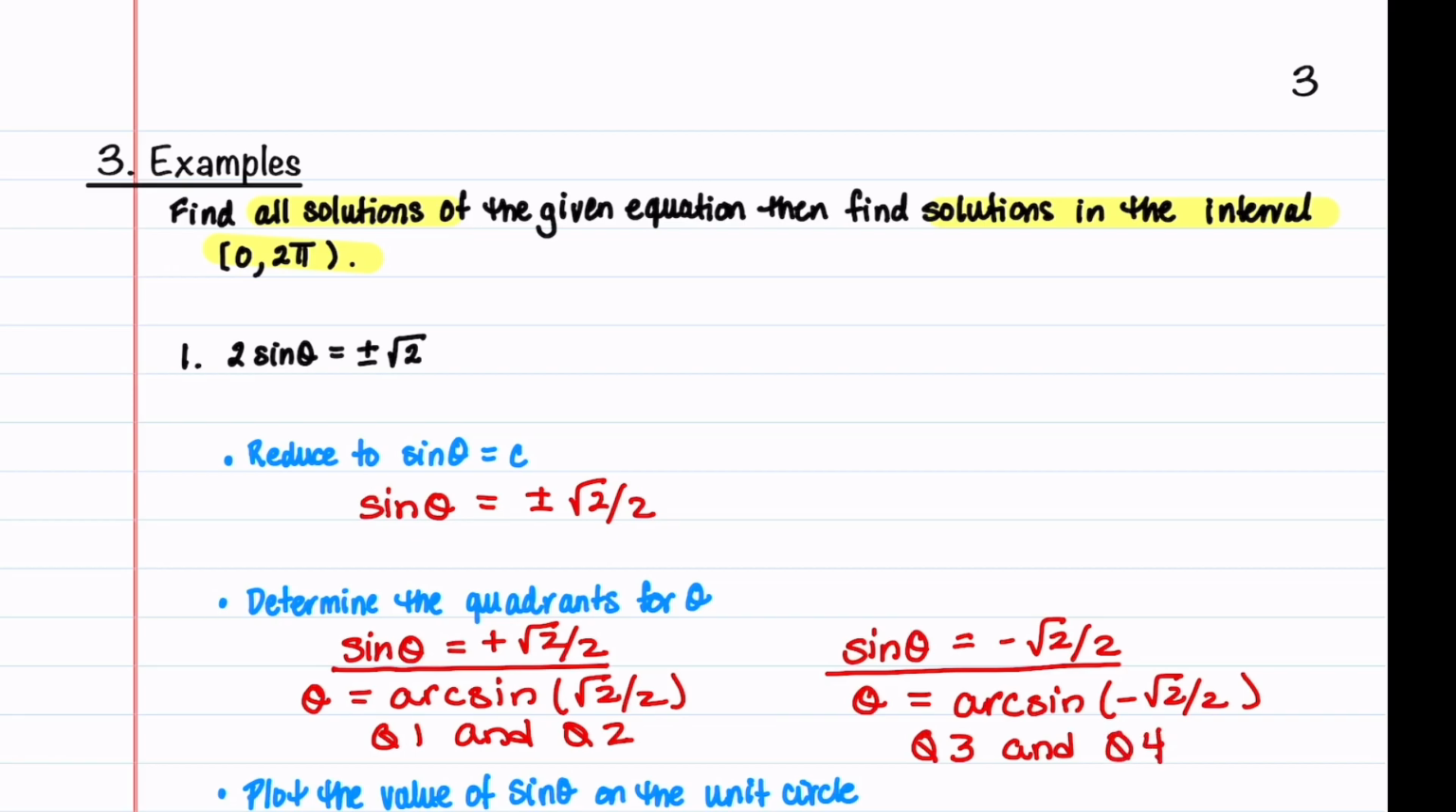If you need to review how to evaluate inverse trig functions like this, you can watch the video I have called How to Evaluate Inverse Trigonometric Functions.